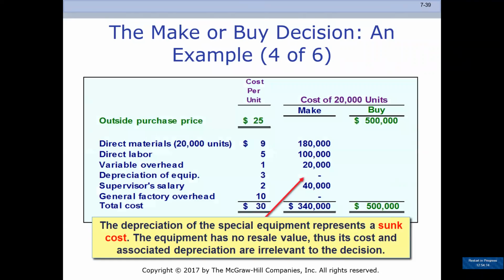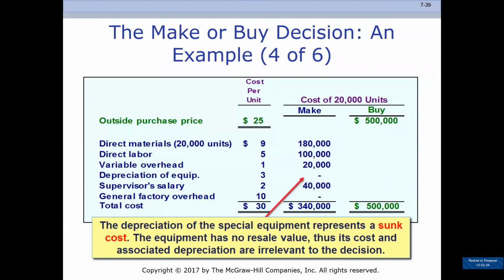Under the options, again, make or buy. If you purchase it on the outside, it costs you $400,000. If you make it yourself, it only costs you $340,000. You're saving $160,000. The difference between the $340,000 and the $500,000, you save $140,000 by making it yourself. Even though your cost is $30 a unit and the outside cost is $25, when you take all these differential things, those four things that are different, the three variable costs plus the supervisor's salary, you're actually saving $160,000 by making it yourself.